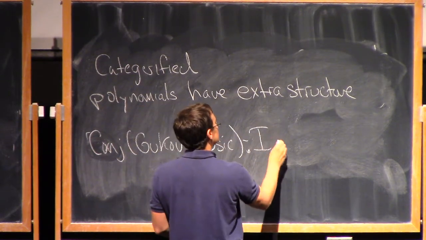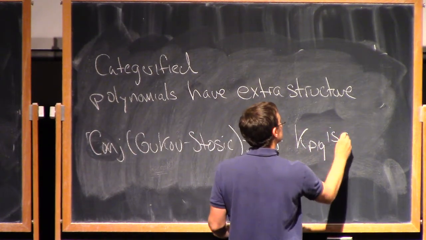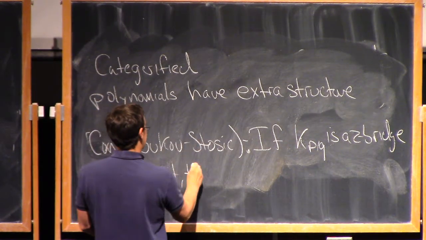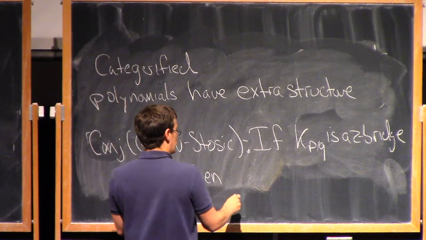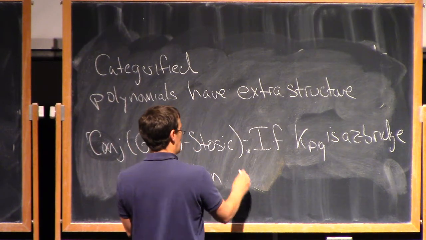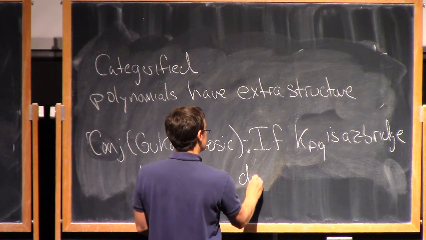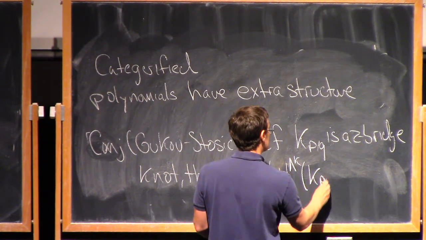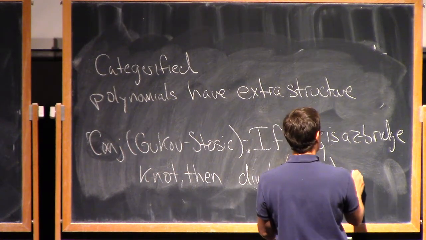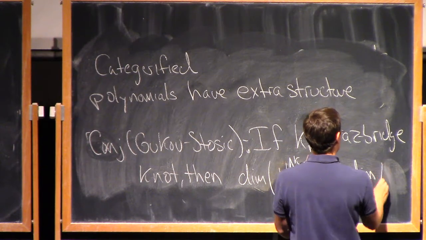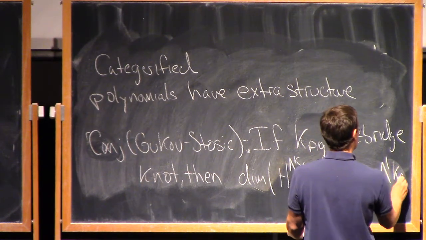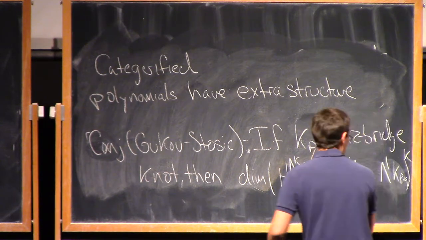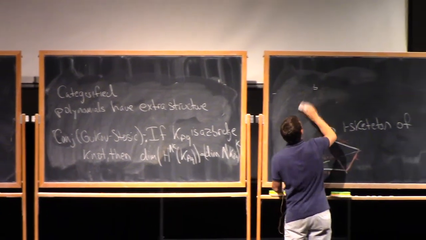So let's say it this way. If KP over Q is a two-bridge knot, then what? Let's say the dimension of the wedge k homology of KP over Q is just the kth power of the ordinary wedge 1 homology of KP over Q. Okay? And this sort of behavior is totally invisible on the polynomial level, or at least does not seem to have been observed before now.